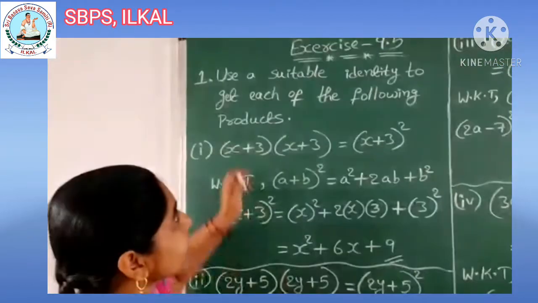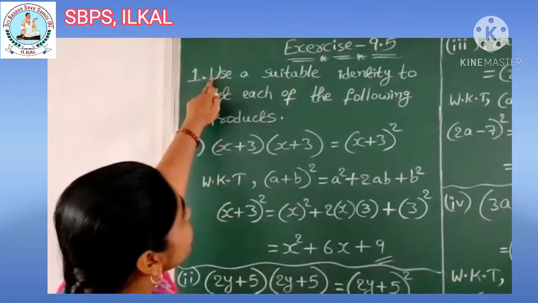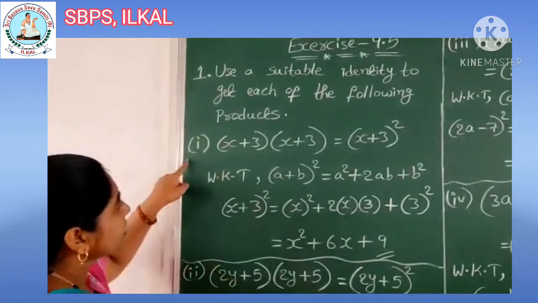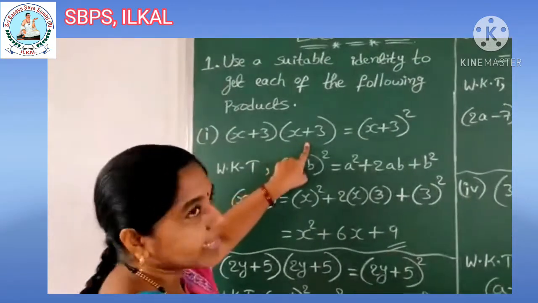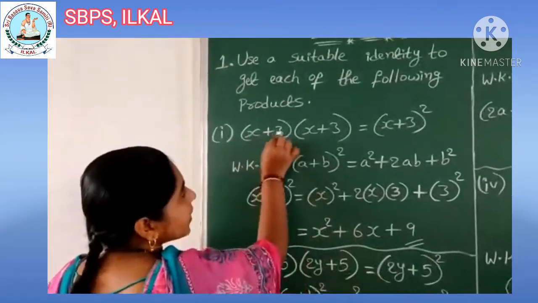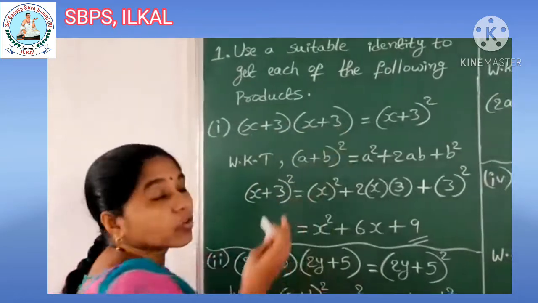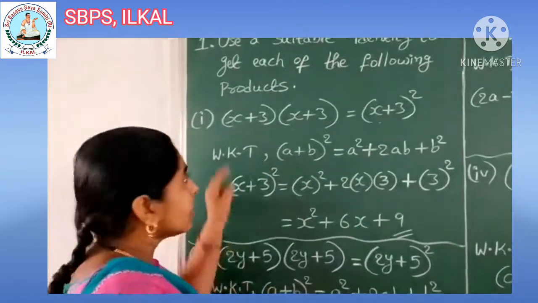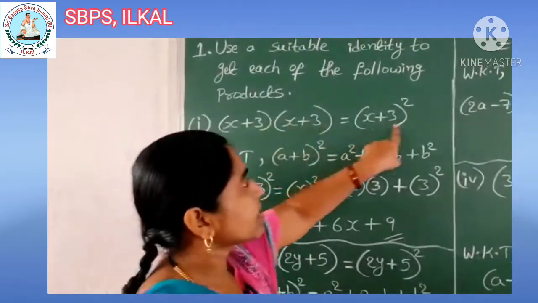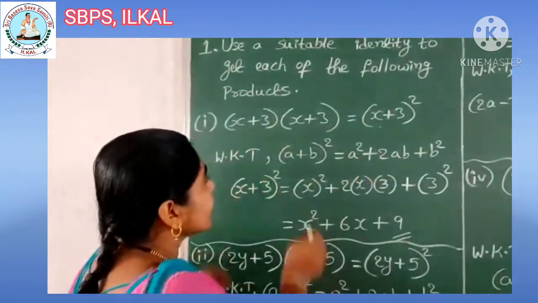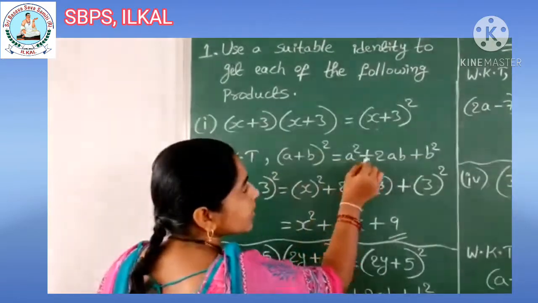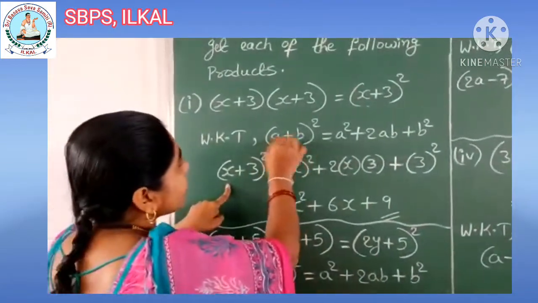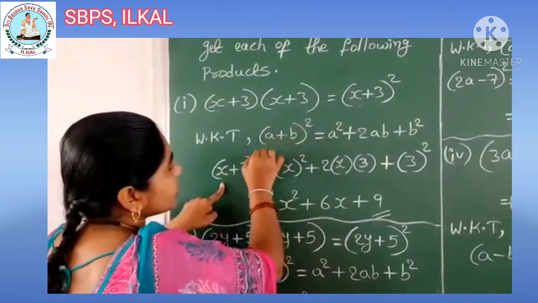Let's solve exercise 9.5 first question. Use a suitable identity to get each of the following products. First one, x plus 3 into x plus 3, they give. It is in the form of a plus b into a plus b. Just now you learned some identities, children. It is in the form of a plus b whole square. We can write x plus 3 into x plus 3 as x plus 3 whole square. We know that a plus b whole square is equal to a square plus 2ab plus b square. First identity. In the place of a plus b, x plus 3 whole square.